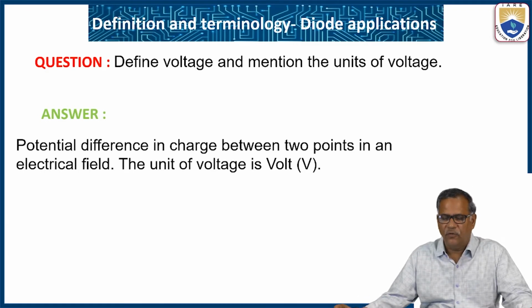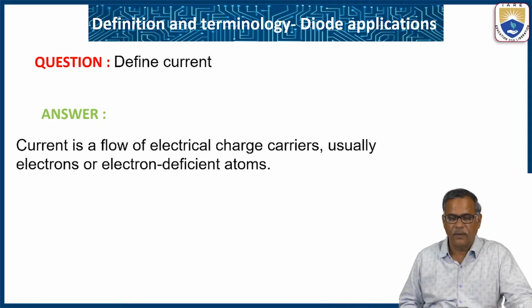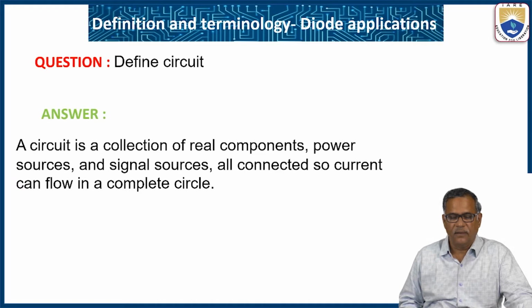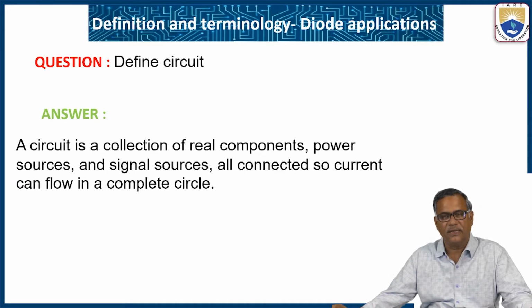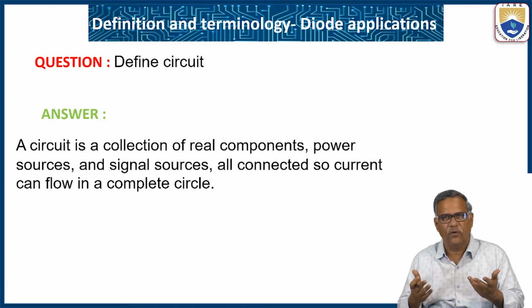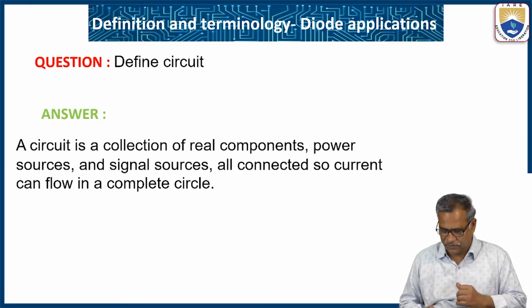Next, define voltage and mention its units. The unit of voltage is volts. This is current, resistance. So what is a circuit? A circuit is a collection of real components, power sources and signal sources, all connected so that current can flow in a complete loop. So that is a circuit.